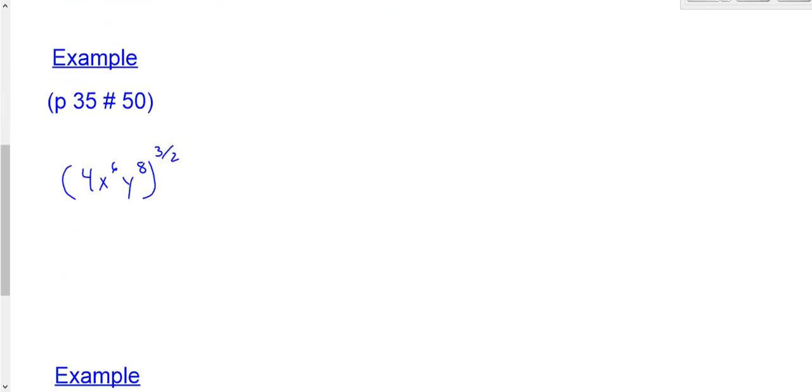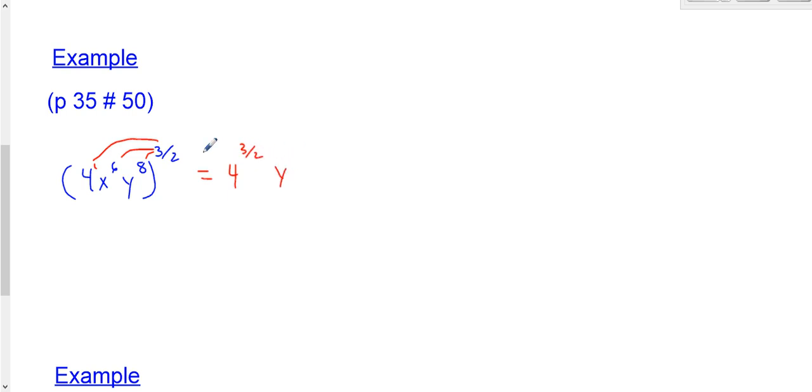Our second example comes from page 35, problem number 50. We have 4 times x to the 6th times y to the 8th, all of that with an exponent of 3 halves on the outside. So I need to bring that in and multiply that exponent times the exponent on the 4, which is a 1. I need to multiply that times the exponent of 6 and multiply by the exponent of 8. Every time I distribute an exponent in from outside the parentheses, it is multiplied by all the exponents on the inside. And so at this point, I have 4 to the 3 halves.